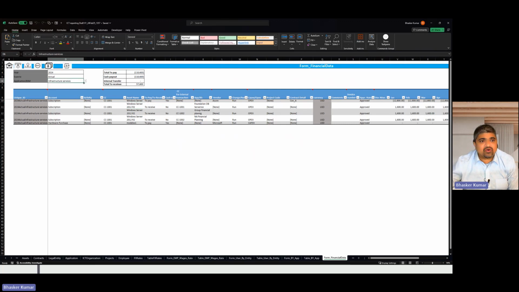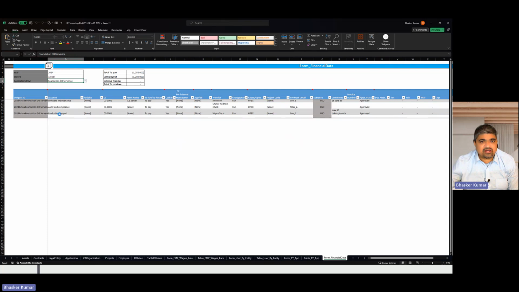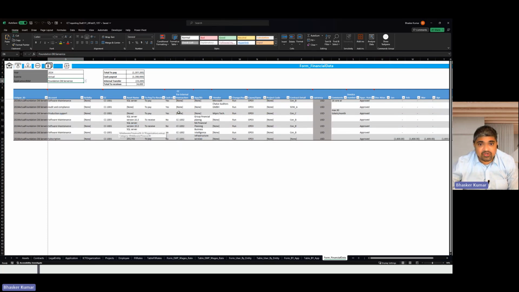And if I am the head of, let's say, foundational DB service, I will go here. First, I will see what are the things that I have to pay internally. It tells me that to infrastructure, I have to pay a certain amount for Windows Server. Then I can put in my other lines, and I can say that I'm going to pay to the infrastructure, but I'm going to receive from these services. So very complex calculation is possible, I think.